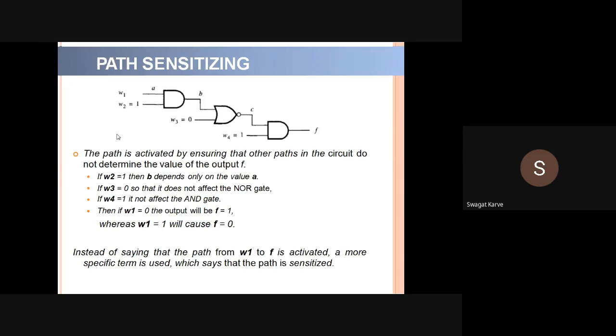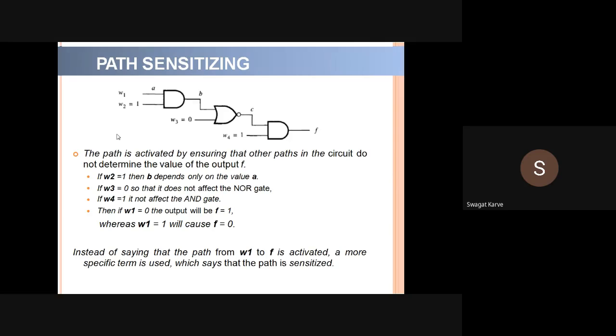बरोबर आहे? म्हणजे W1 to A, A to B, B to C, C to F. This is the first path. Next W1 to B, B to C, C to F. हा सेकंड पाथ. थर्ड कुठला येणार? W3 to C, C to F. This is the third path. आणि लास्ट कुठला येणार? W4 to F. This is the last path, that is fourth one.